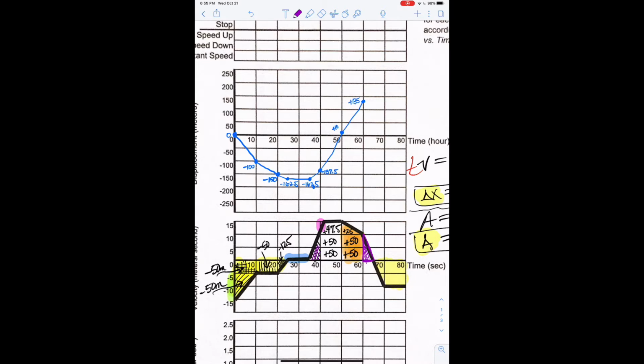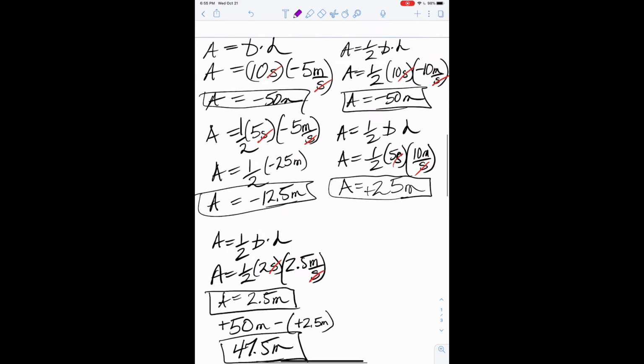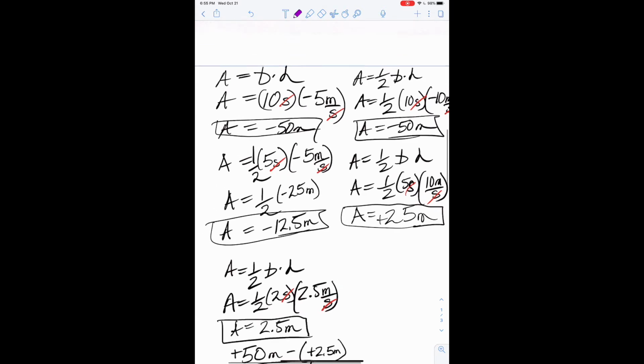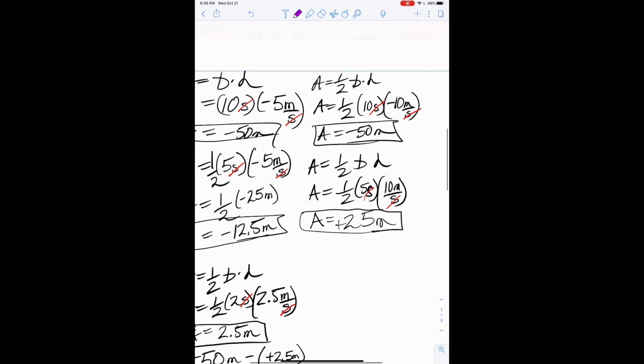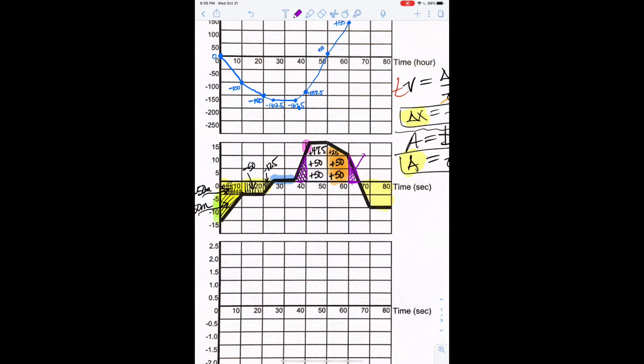So anyways, we are going to say that these two triangles are the same right here, these two purple triangles. So what was the area of that before? Let's see here. I think it was a 5-second base with a 10 meter per second height. So I think it was this one, right? Positive 25. Okay. So then we can say that if this is positive 25, then what's this one down here by that same logic? Negative 25. Okay.